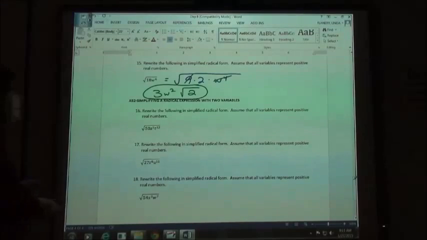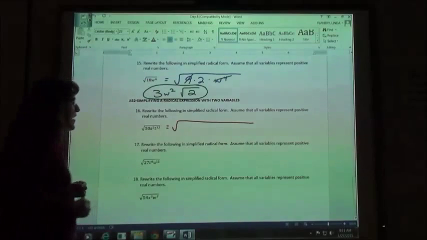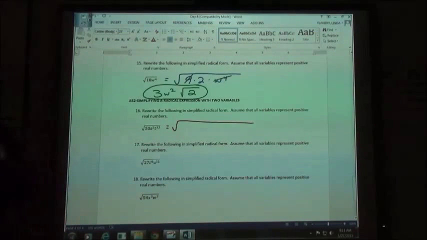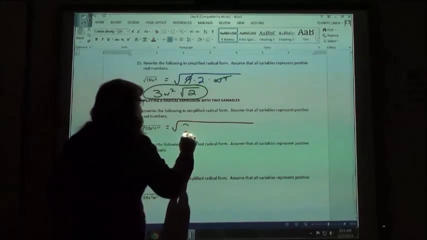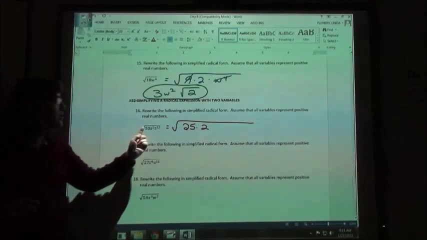So what I'm going to do with number 16, first of all, is my 50 is not a perfect square. I want to factor 50. What's the biggest perfect square that divides into 50? 25. So I'm going to make 50 25 times 2. That's the same thing we've been doing. Now here's the new part.